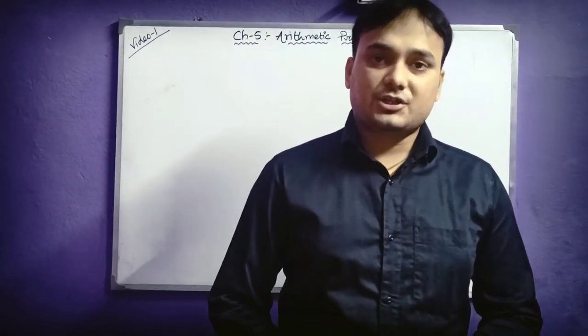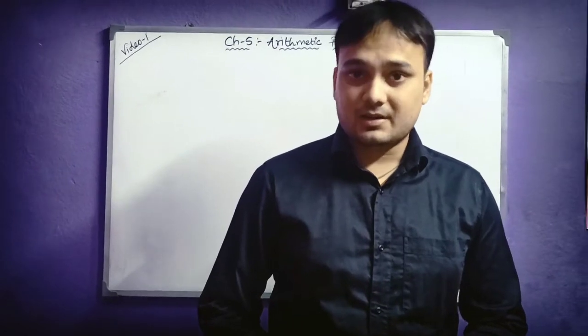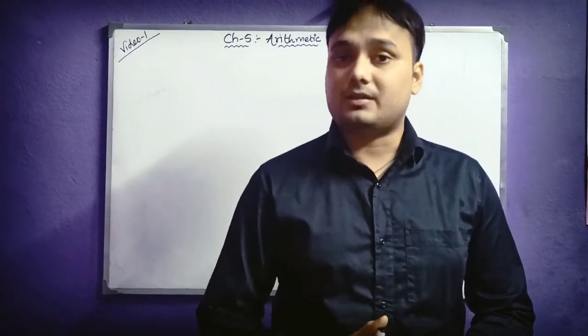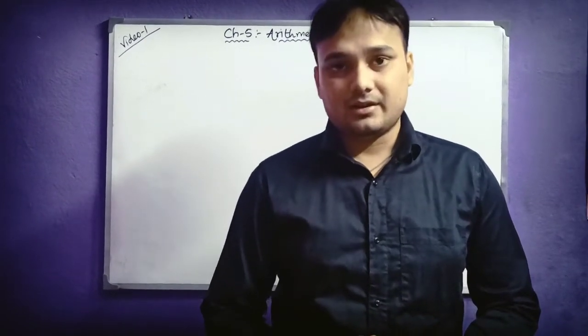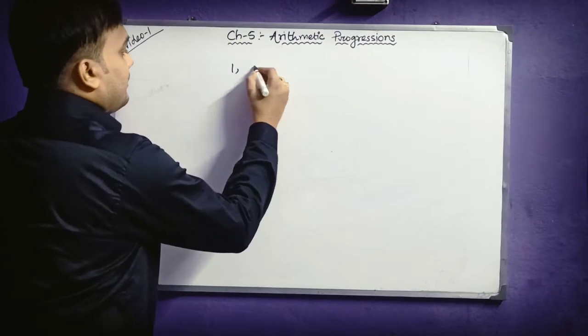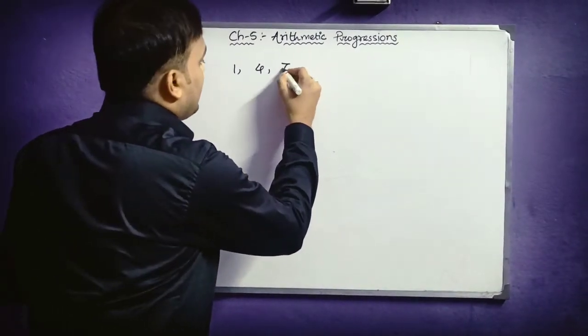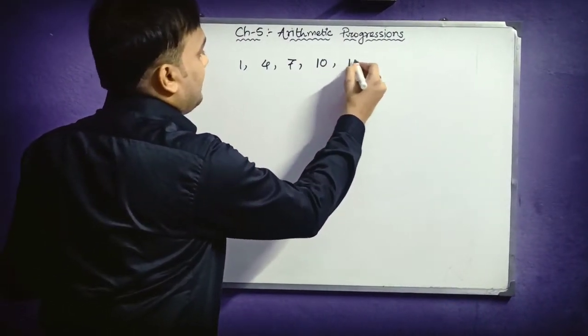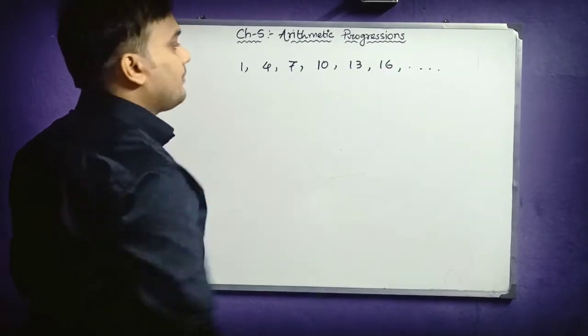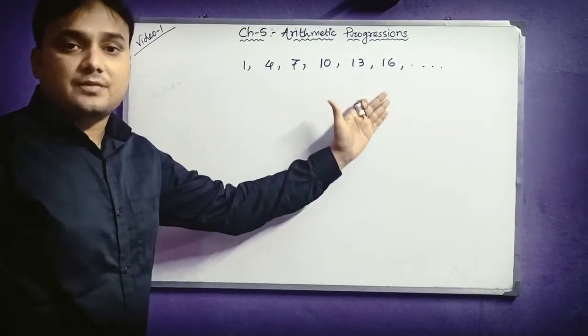Arithmetic progression is a sequence of numbers such that the difference of every successive number in the sequence is constant. Let us take an example. 1, 4, 7, 10, 13, 16 and so on. This is a sequence of numbers.